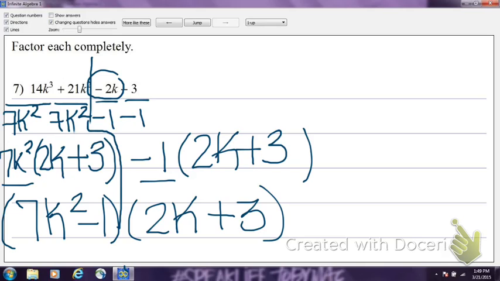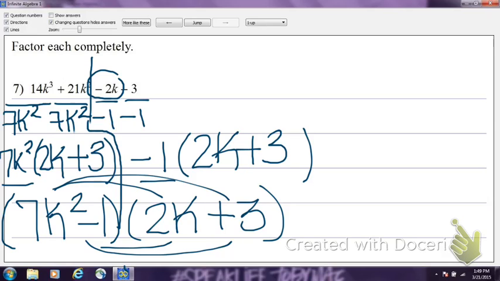You can also check this by doing the first, outer, inner, last. And 7k squared times 2k is 14k to the third. 7k squared times 3 is 21k squared. -1 times 2k is -2k. And -1 times 3 is -3.